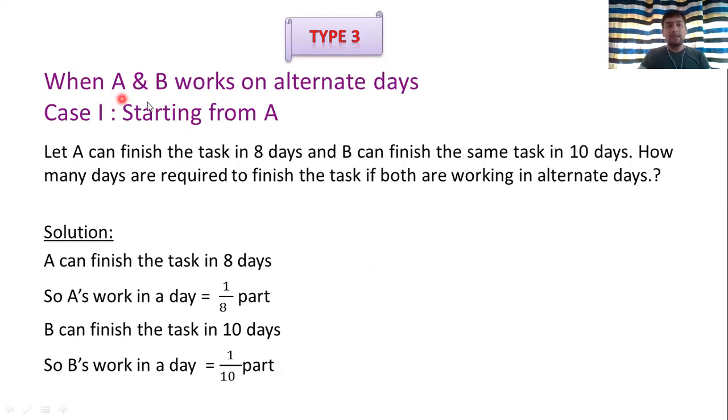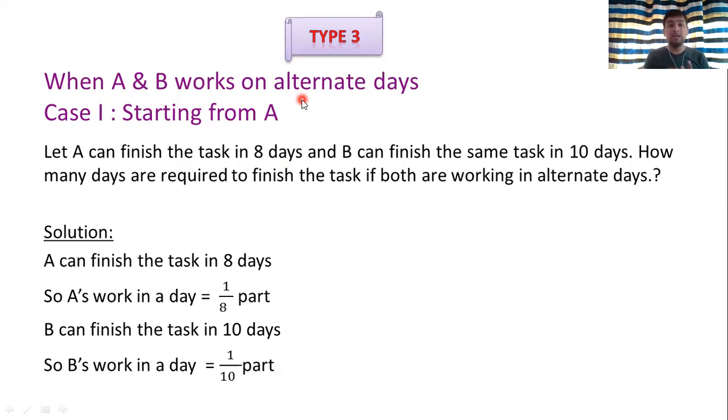Case is when A and B work on alternate days. Okay, see in type number 1, what we have seen? We have seen what is one day work and what is the number of days if they are working together. Case number 2, we have seen the man day concept.